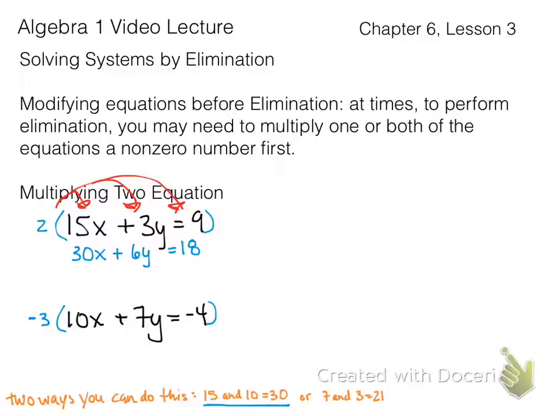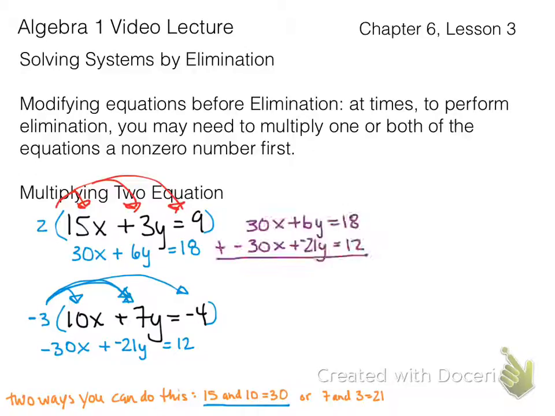Now again, it's your prerogative. It's your choice. I personally do this because I feel it is more convenient for me. You do not have to do it. If you love subtraction, you can go ahead and multiply by a positive 3 and then subtract your 30x's. Totally legitimate. I personally like to add, so I'm going to multiply by negative 3 instead. So that's going to give me negative 30x, negative 21y, and positive 12.